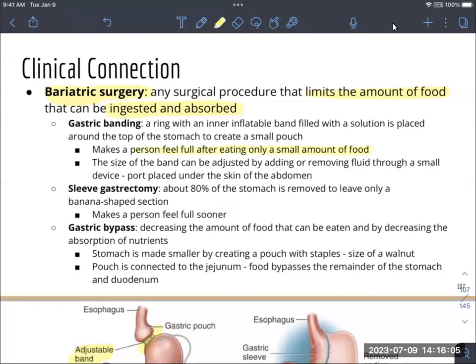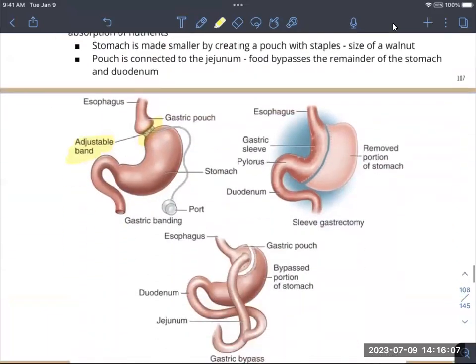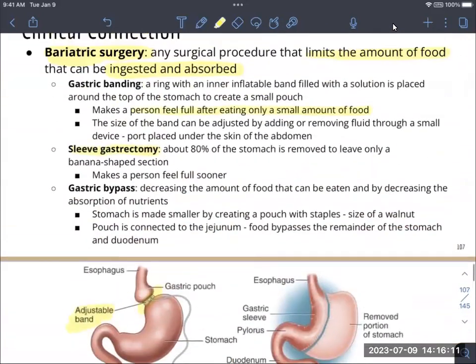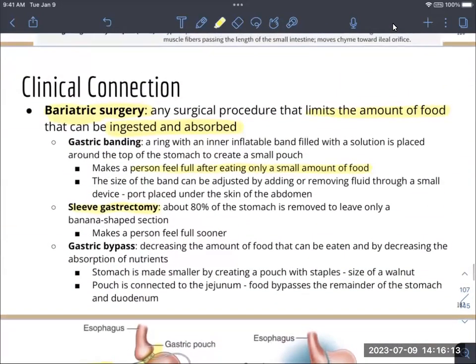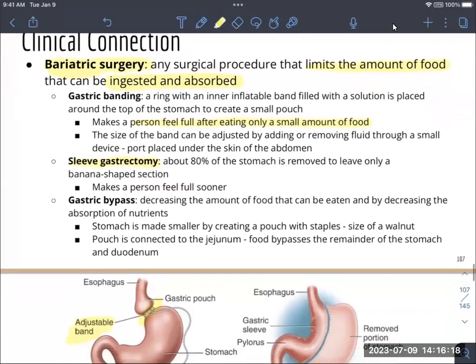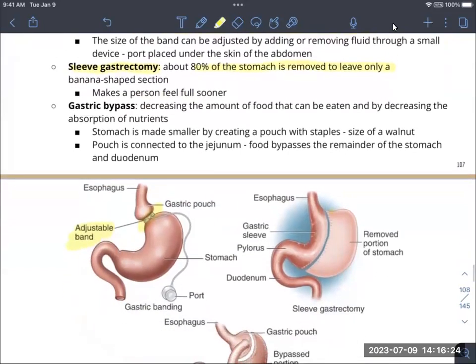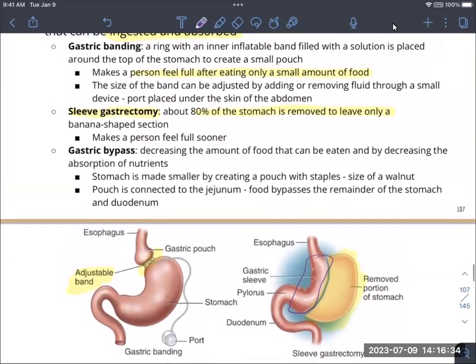We have a gastric sleeve. That doesn't show this. A sleeve gastrectomy. There we go. So 80% of the stomach is removed. So this whole portion of the stomach gets removed. So you only have this little teeny tiny part of the stomach left. People feel full sooner.